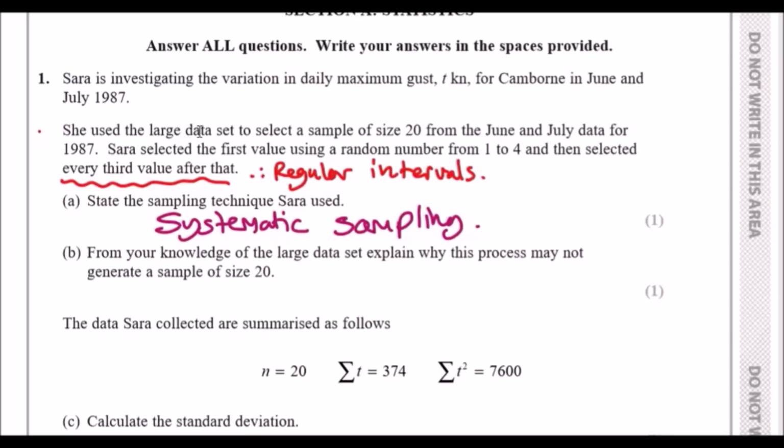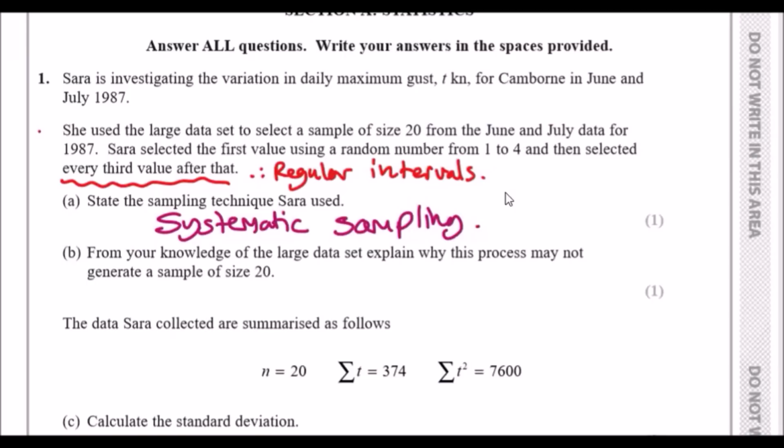She used the large data set to select a sample of size 20 from the June and July data. It's not quite specific here, but I'm assuming days, because we're talking about the daily maximum gust. So let's assume there are up to 61 days, because June has 30 and July has 31. Sarah selected the first value using a random number from 1 to 4 and then selected every third value after that. So this is basically in regular intervals.